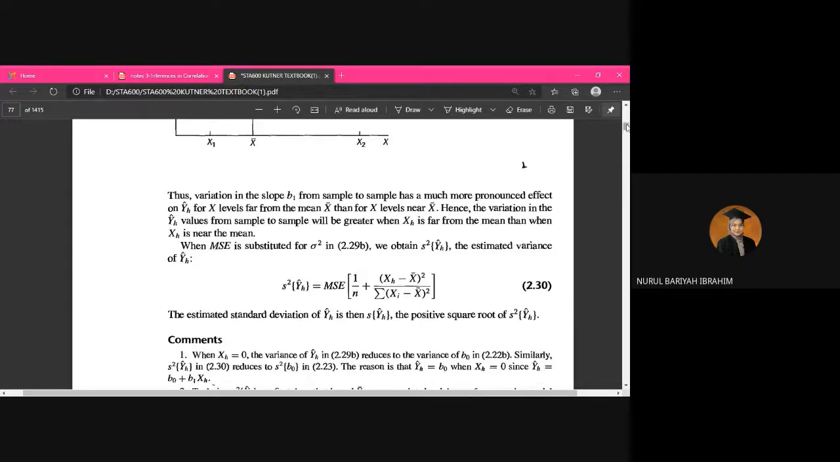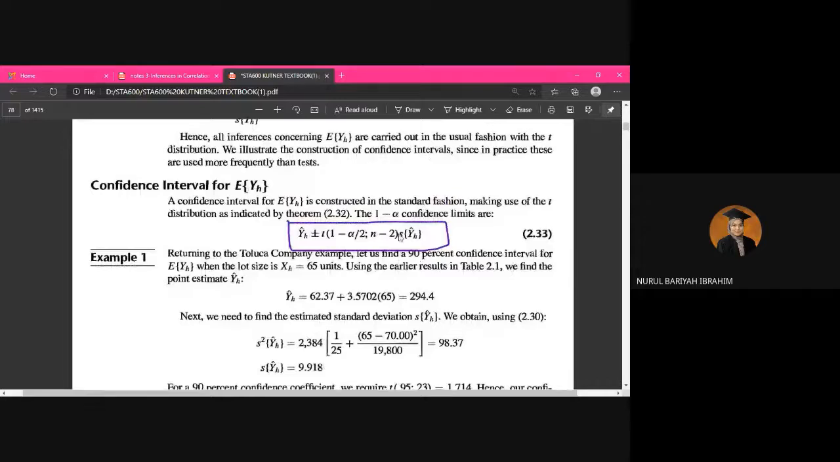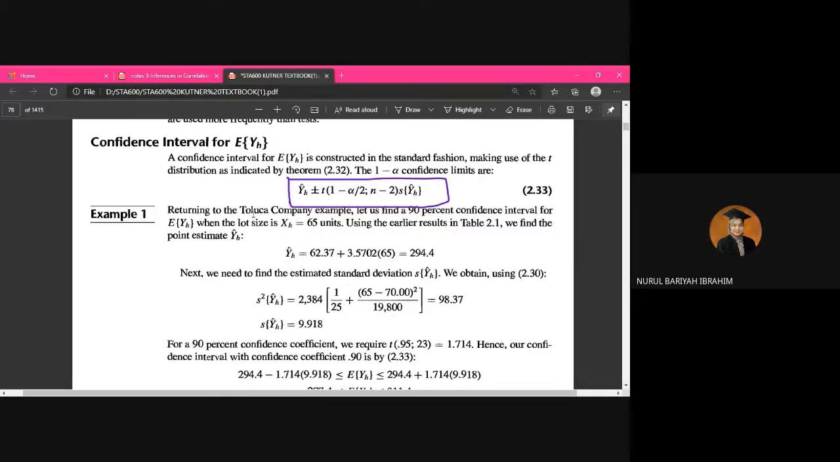Alright, so when we have estimated the variance of the mean response, then we can have the value of standard deviation of the mean response. Then we can apply this formula to find the confidence interval for the mean response. Let's see the example here. Still the example from the Toluca company.